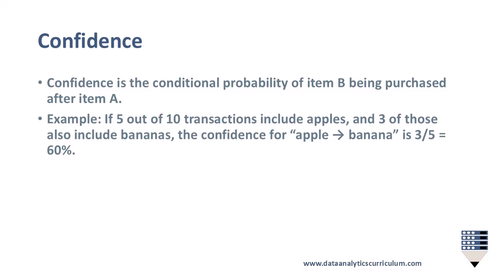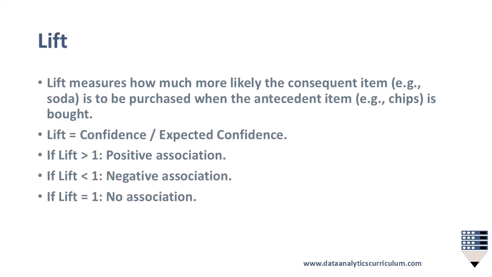Support and confidence help us find frequent and reliable patterns, but we also need to know whether those patterns are actually useful. That's where lift comes in. Lift measures how much more likely the consequent item, for example soda, is to be purchased when the antecedent item, such as chips, is bought. It compares the observed confidence to what we'd expect by random chance. Mathematically, lift equals confidence divided by expected confidence.